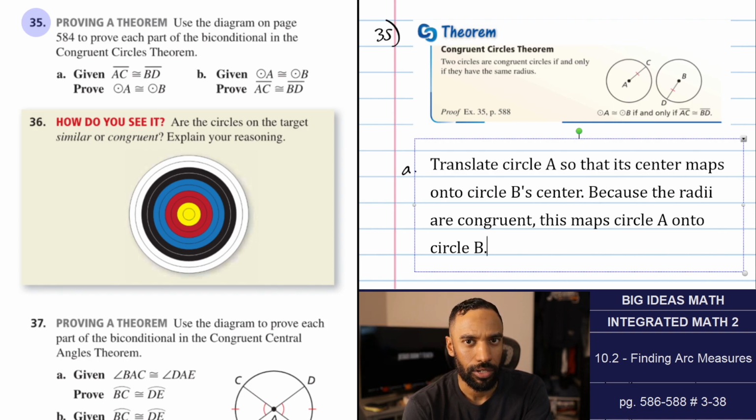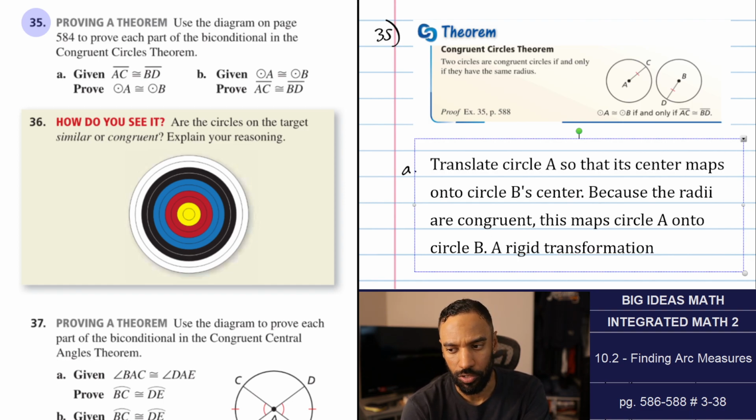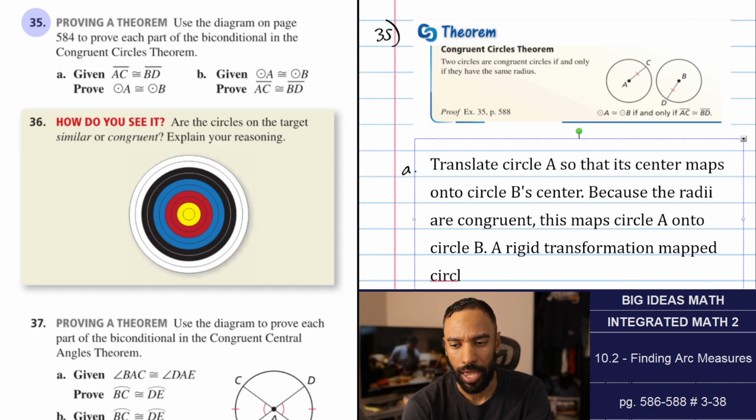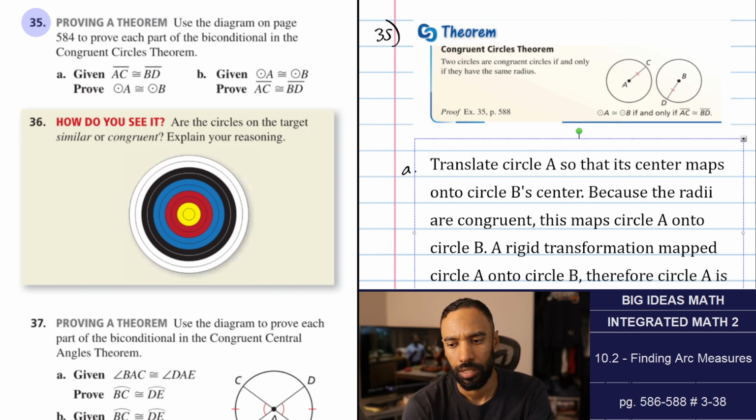What do they call it? I called it a similarity transformation before. This is a rigid transformation. A rigid transformation, such as translation. A rigid transformation mapped circle A onto circle B. Therefore, circle A is congruent to circle B. I don't know. I hope that's good.